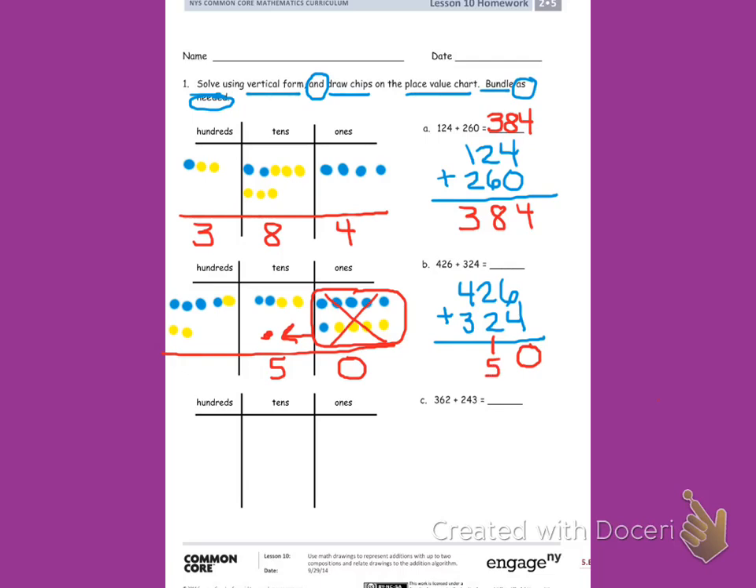Now let's look at the hundreds column. 4 groups of 100 are blue, and 3 groups of 100 are yellow. So 4 plus 3 is 7. And as you can see, my answer is 750. So I'm going to write it on the line. All right, the last problem is up to you. Good luck.